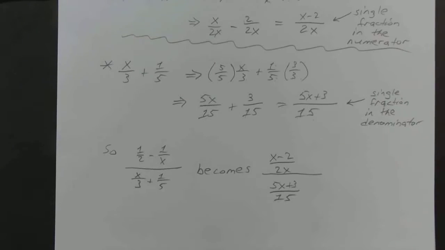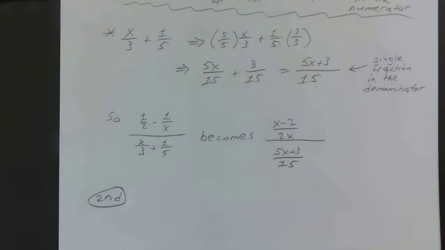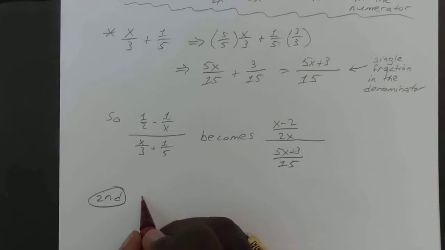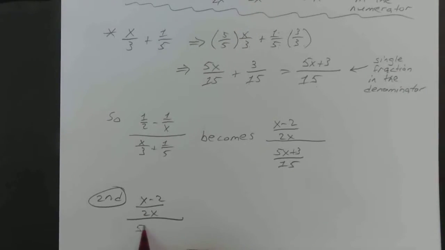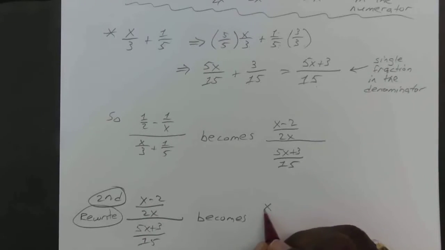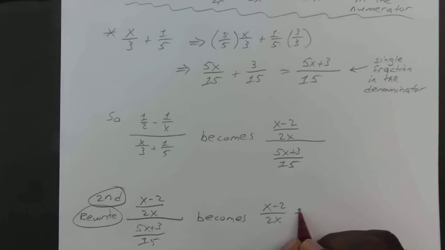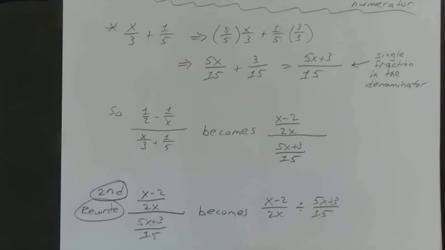All right. Now your second step is where you rewrite it. So instead of x minus 2 over 2x divided by 5x plus 3 over 15, so we rewrite it. That becomes x minus 2 over 2x divided by 5x plus 3 over 15. Slide that up a little bit.